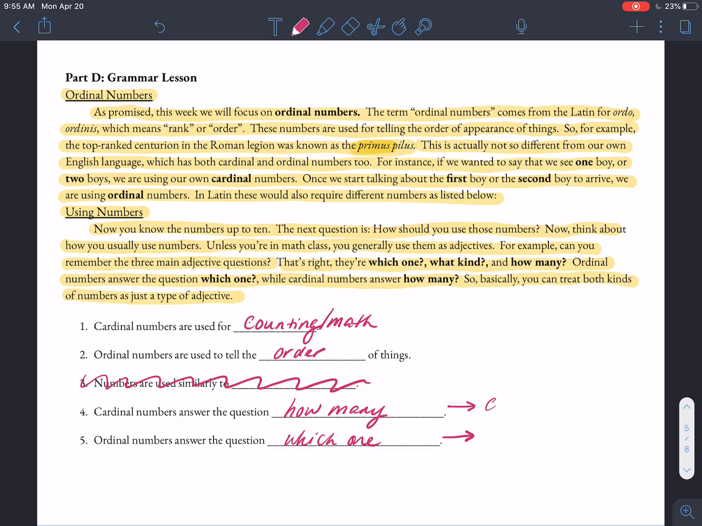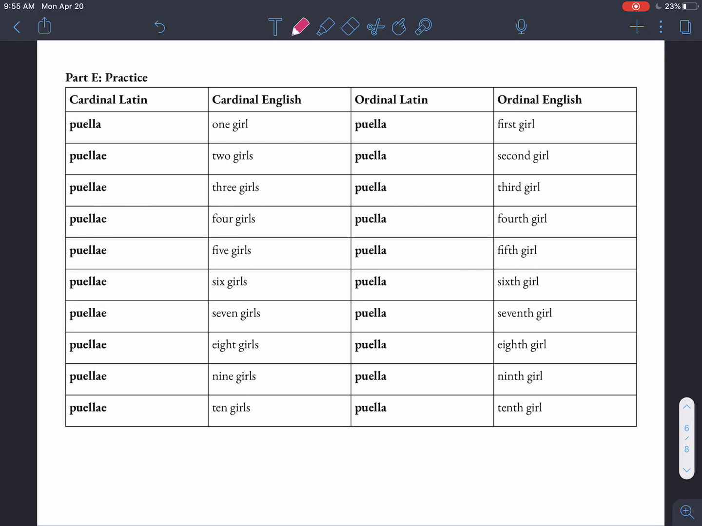cardinals are for counting and ordinals are for ordering. Like ranking them. Like which one was that guy? Oh, that guy was the first one to arrive. Kind of helps out a little bit. So let's move on here. We're going to do some practice so you can see what's going on.